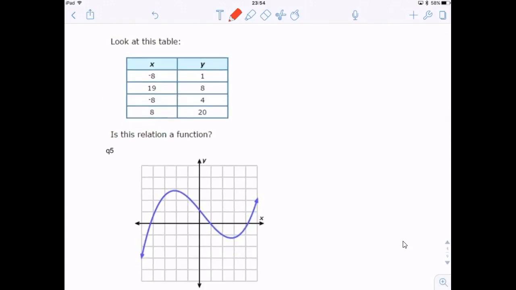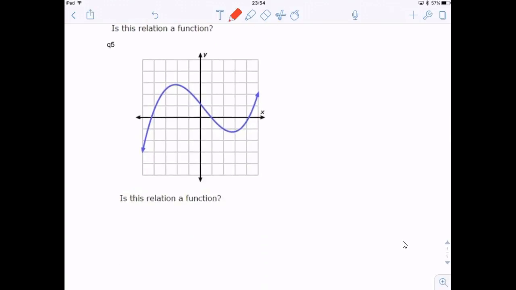All right, now we're looking at a few other examples. This one's a table. In this table, 19 maps to 8, that's fine. 8 maps to 20, that's fine. But then look at this. -8 maps to two different values. So is that a function? Nope, it's a relation. Okay.